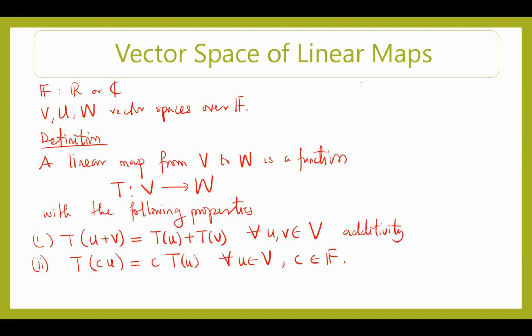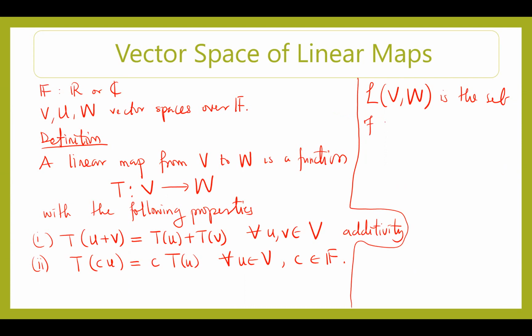All right. Just on the side here, we are going to denote the set of all linear maps as L(V, W). So it is the set of all linear maps from V to W. From now on, anywhere I write L of V, W, I'm referring to the set of all linear maps from V to W.